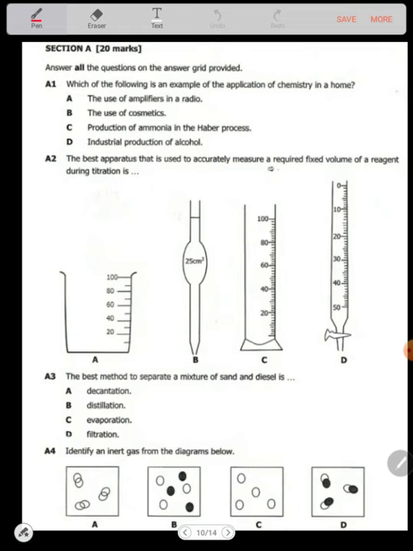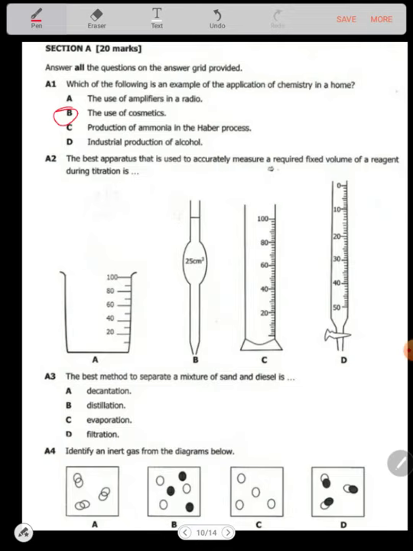Which of the following is an example of an application of chemistry in a home? They don't want anywhere. They only want in a home. A, the use of amplifiers in radio chemistry. B, the use of cosmetics, production of ammonia in Haber process. Can you do that in a home? No. Industrial production of alcohol. They haven't said industrial, not home production of alcohol. So the answer is the use of cosmetics. Who doesn't use cosmetics in the house? Okay, then we go to 2.